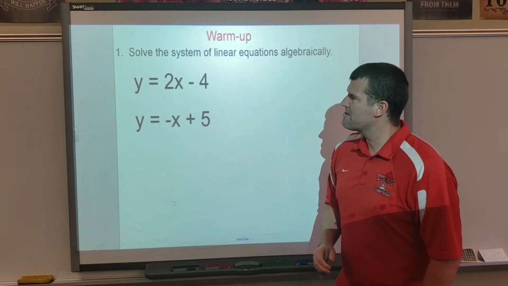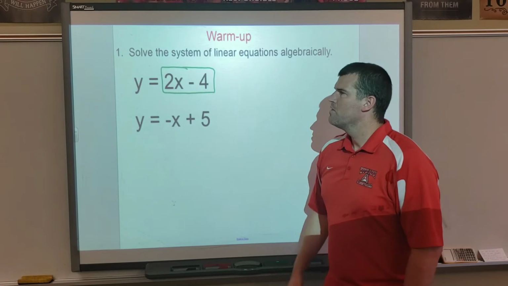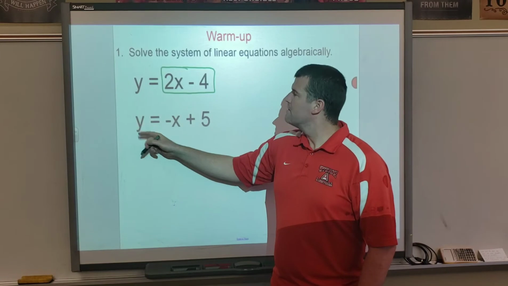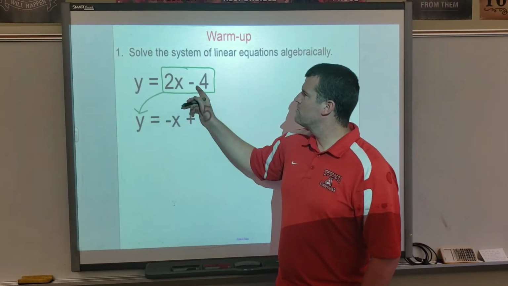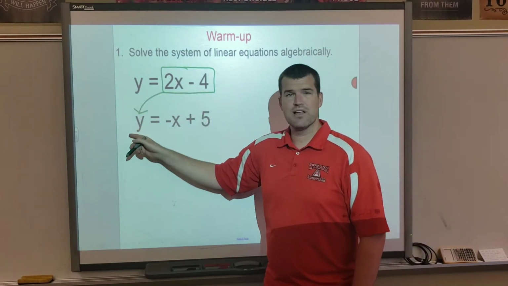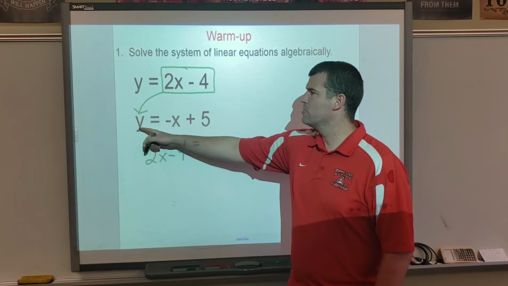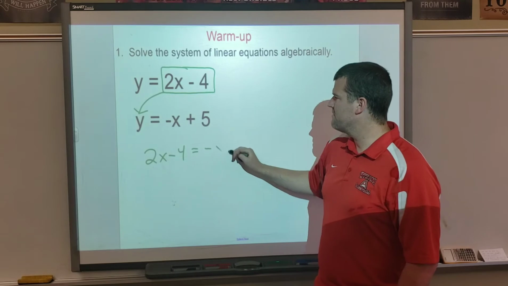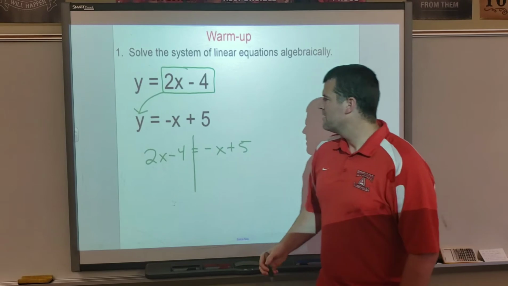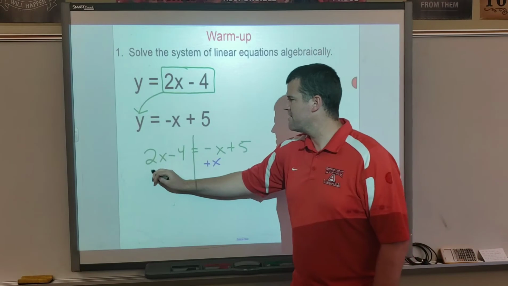So when I go to solve this, I notice that y equals 2x minus 4. Well, if that's what y is equal to, and this also has y, then we can substitute 2x minus 4 in for this y, because y equals this, so this can replace y. So we can now write it as 2x minus 4, that's our new y value, equals negative x plus 5. And at this point, we just have a multi-step equation. We need to get our x values to the same side. So I can add x to both sides.